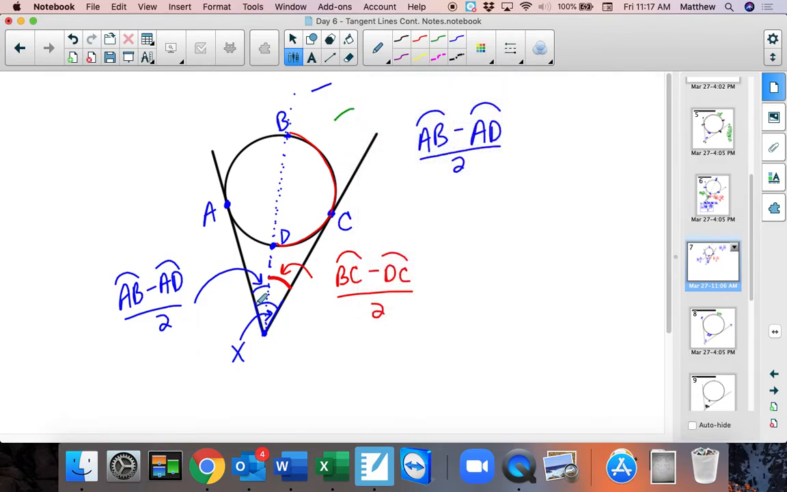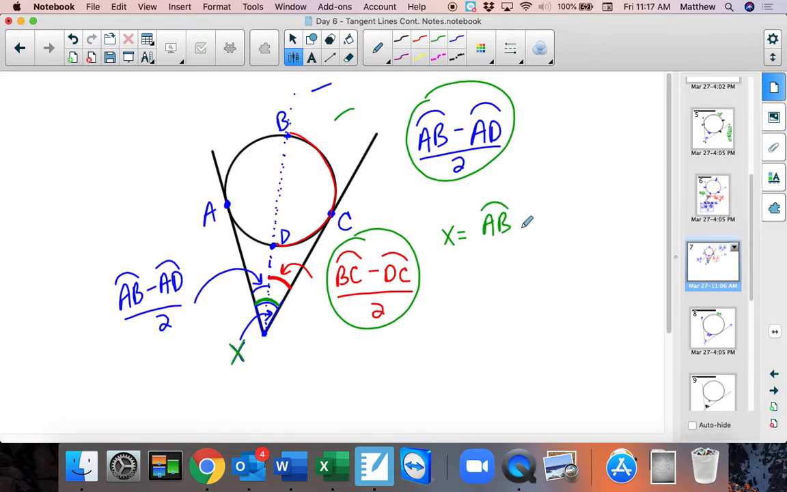Hartz will hate this because he might not be able to see all these colors, but this one right here would then be the sum of those. So if I could rewrite this in green, X is going to equal this angle measure plus this angle measure, right? So we've got AB minus AD plus BC minus DC, these are all arcs, all over 2.